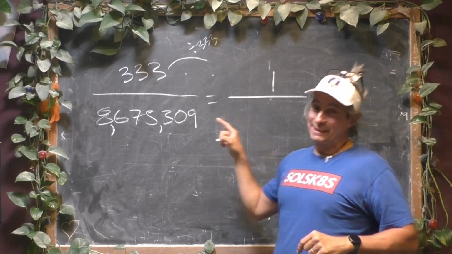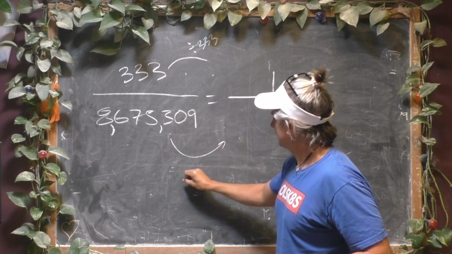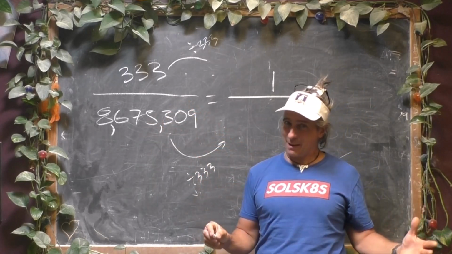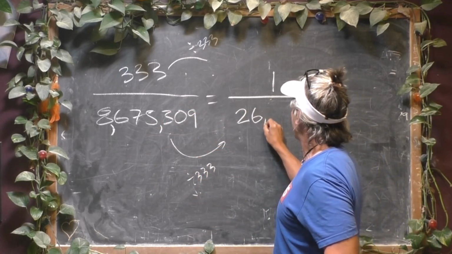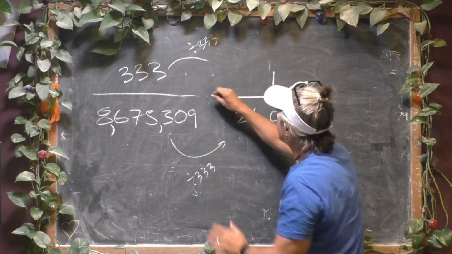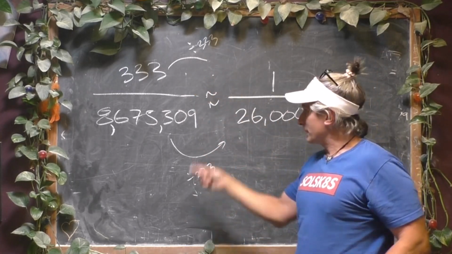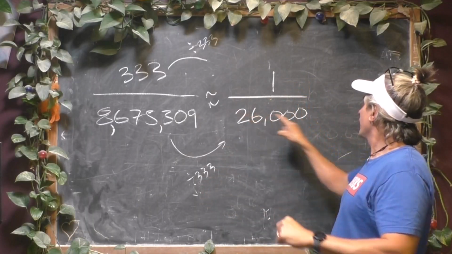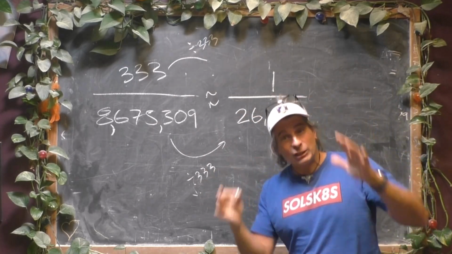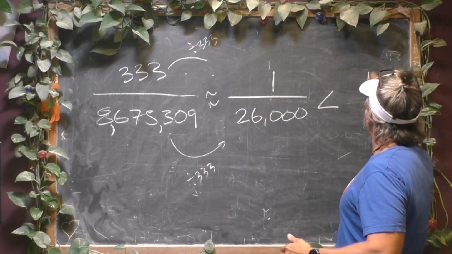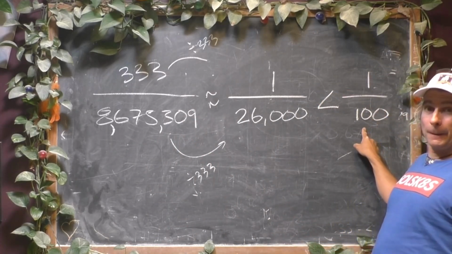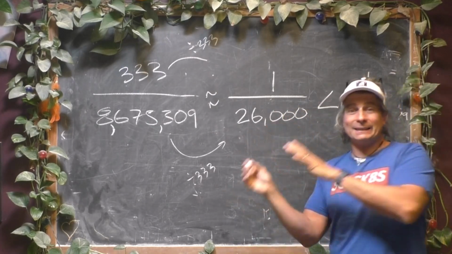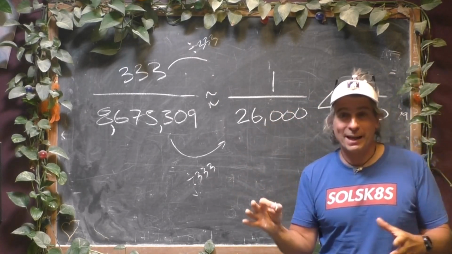Okay. I'm going to do the same thing down here. I'm going to divide this also by 333. And if you divide that number by 333, it doesn't come out nice, but it's about 26,000. You should probably call that a squiggly equals. It's about equal to. So this fraction is a very, very small number. It's about equal to 1 out of 26,000. That is way less than 1 out of 100. And that's 1%. So the percent that this is equal to has to be smaller than 1%. And it is.